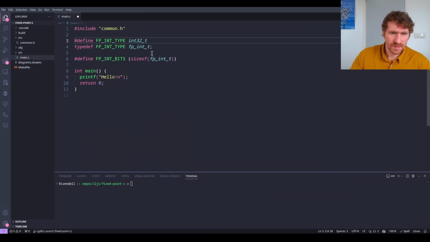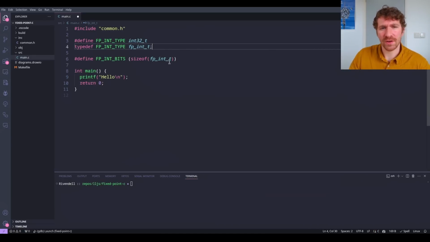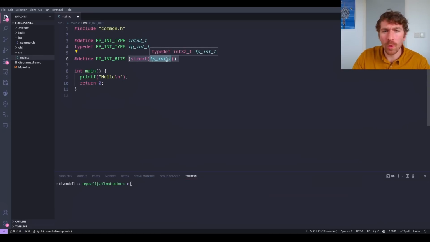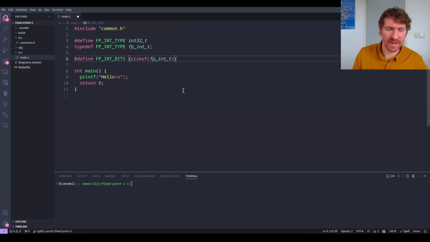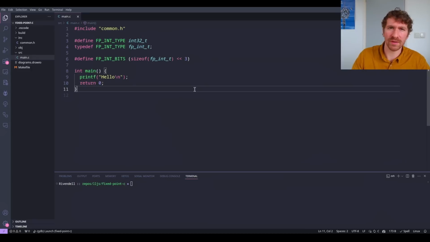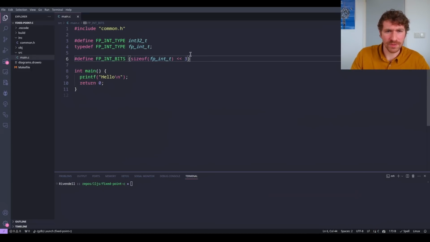Okay, so now we've got this thing called a fixed point integer t. And it's actually just int 32, right? It's just a 32-bit signed integer. So how do we get the number of bits? Well, the size of this thing is measured in bytes. So this is 4 bytes, and we need to convert that to bits. So we need to multiply it by 8, right? There are 8 bits in a byte. And the way we can do that efficiently is we can just shift it up by 3, and that will give us a multiplication by 8. So this will come out to be 32 bits.